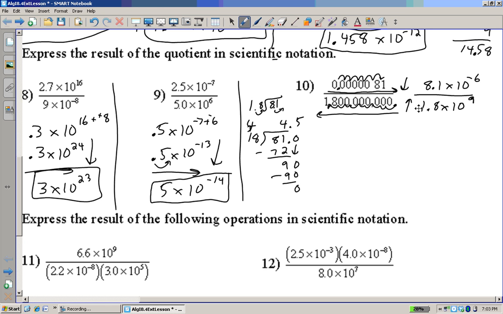So 8 and 1/10 divided by 1 and 8/10 we've done here is 4 and 5/10 times 10 to the -6 minus 9, since we had division. We're going to keep, change. -6 plus -9 is -15. And this is in scientific notation, so we're ready to go. 4 and 5/10 times 10 to the -15th power.